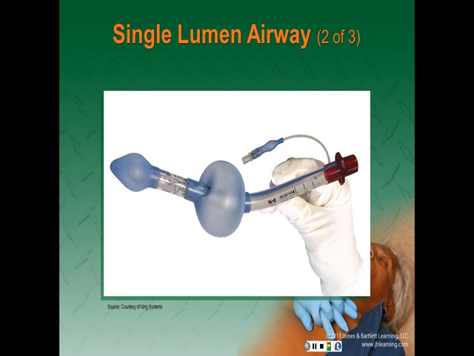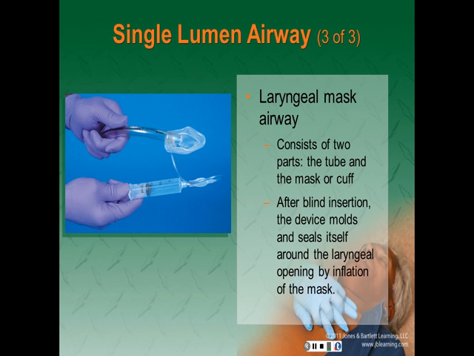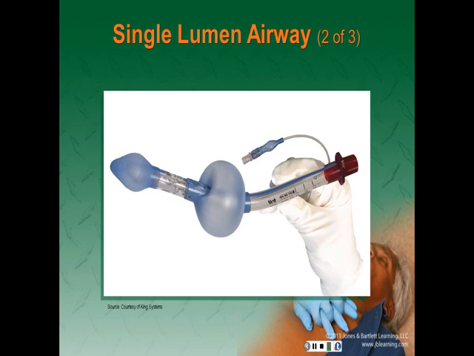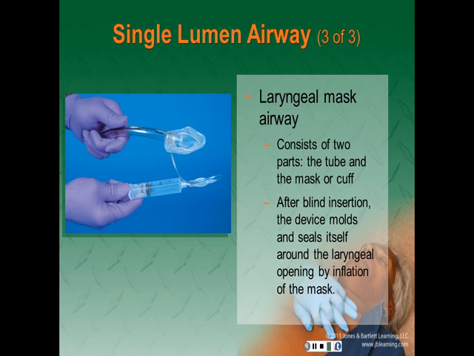LMAs are laryngeal mask airways. The LMA was originally developed for use in the OR, but it has expanded its use into the field. This is an example of a King airway, the single lumen, and here is an LMA. It consists of two parts, the tube and the mask or cuff. After blind insertion, the device molds and seals itself around the laryngeal opening by inflation of the mask, and it comes in 7 sizes and can be used in both children and adults.